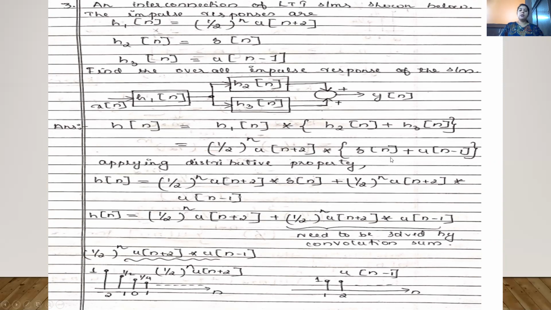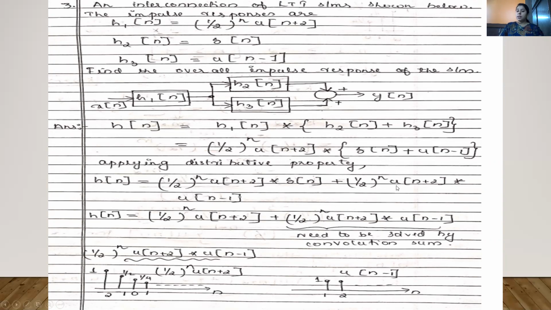So expanding these terms, I am getting 1 by 2 power n u of n plus 2 convolution del of n plus this. So here it is step function convolution with del impulse function. So obviously I can write the answer within one step. So this answer I will get as 1 by 2 power n u of n plus 2.